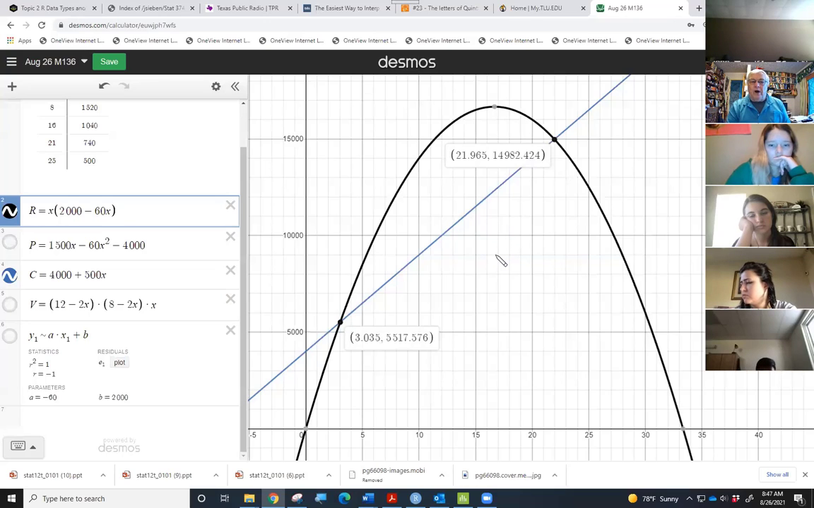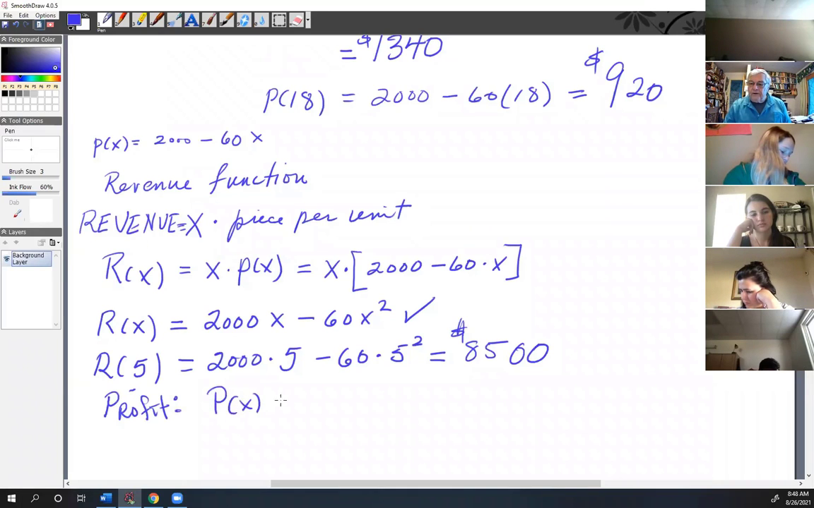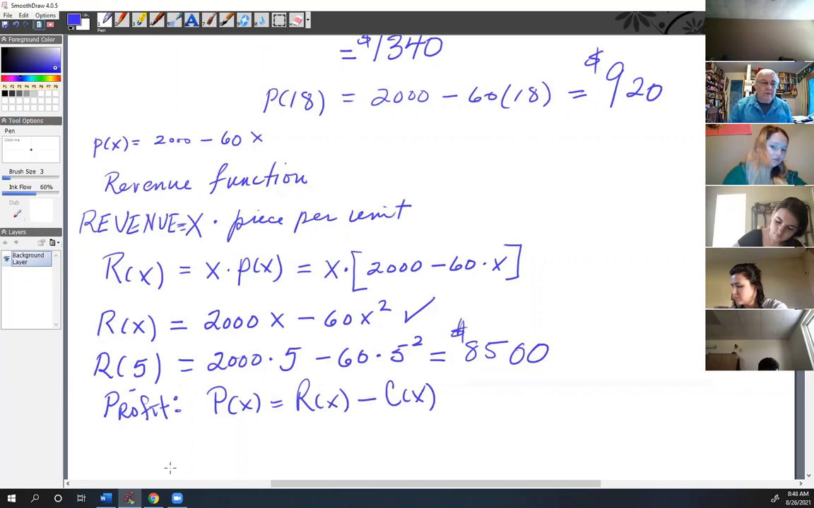Now, what is the profit? Emily told us that the profit was going to be the revenue, but you got to take away the cost. So notice that the vertical distance, anywhere I want to operate between these two dots, the vertical distance between the blue and the black, that represents profit. We decided that the profit function would be the revenue function minus the cost function.